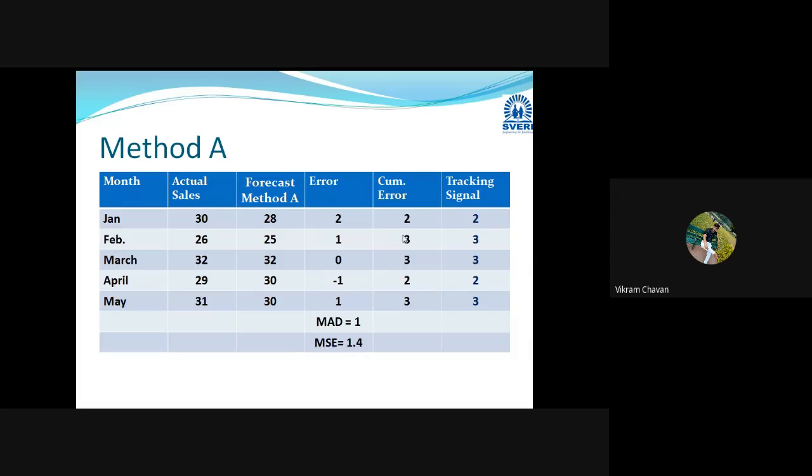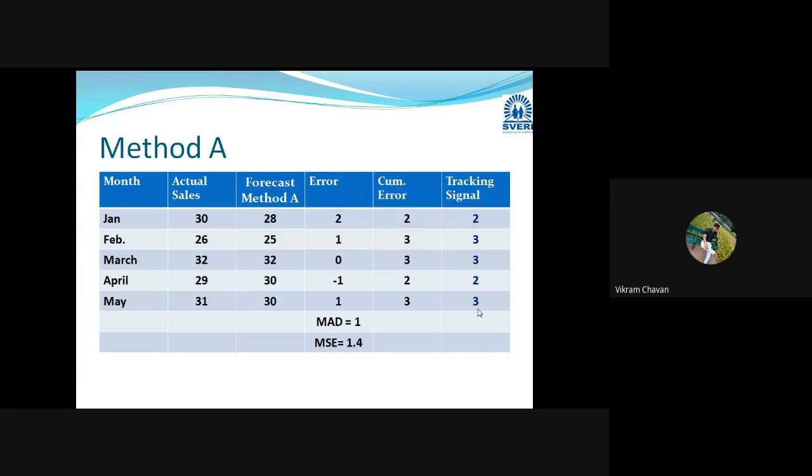Then the cumulative error for the February month is 3. CFE divided by MAD, that is 3 divided by 1, will be equal to 3. Then for the March month, 3 divided by 1 is 3. For the April month, 2 divided by 1 is 2. And for the May month, 3 divided by 1 is 3. So the tracking signals we are getting in case of method A are 2, 3, 3, 2, 3.